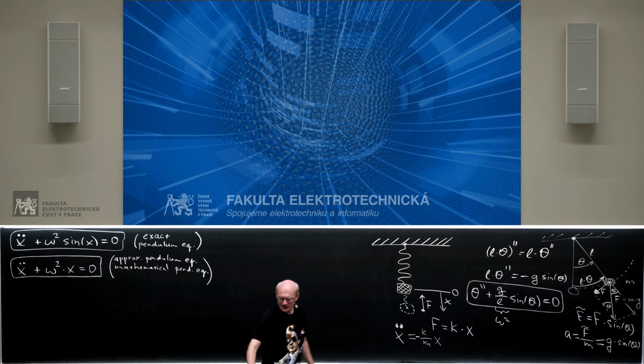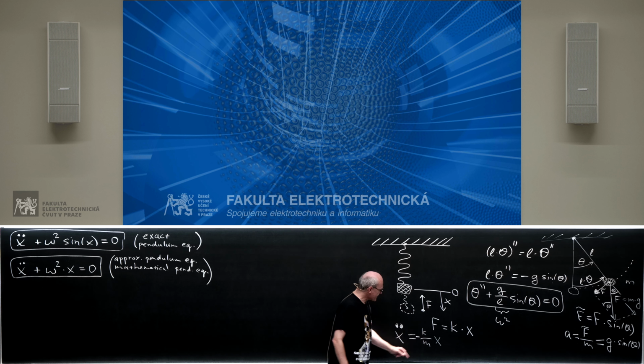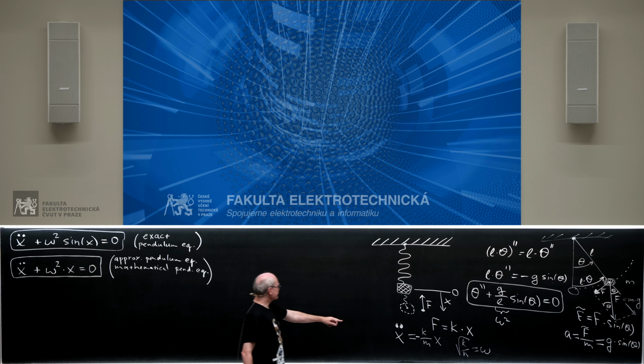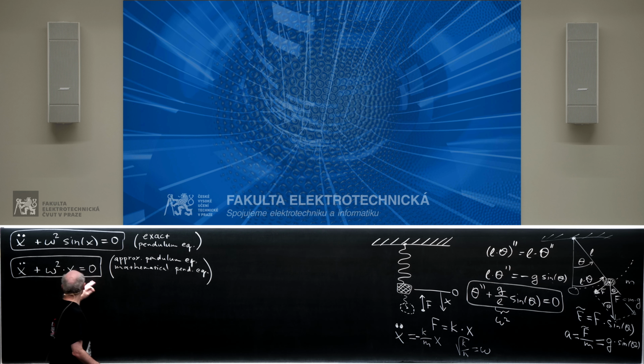Okay. Now we look at this equation, and we notice that if we take the square root of k over m and call it omega, then this becomes exactly the same equation as we have over here. So this is also an equation of a mass on a spring. That's how they call it in physics, mass on a spring. I'm too lazy to write it down, so I will just put spring equation.